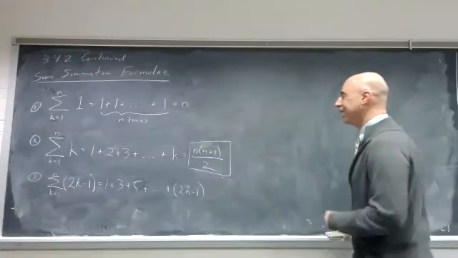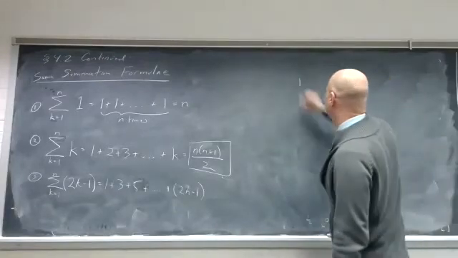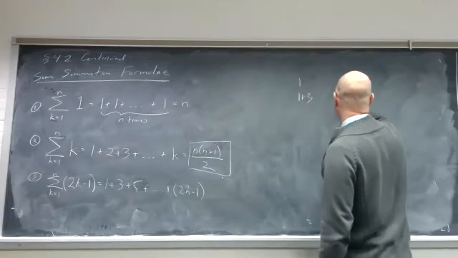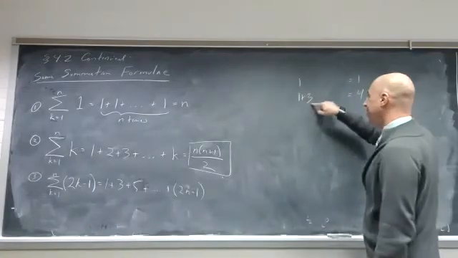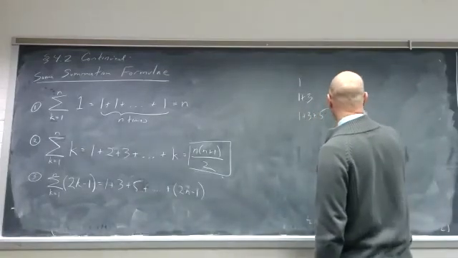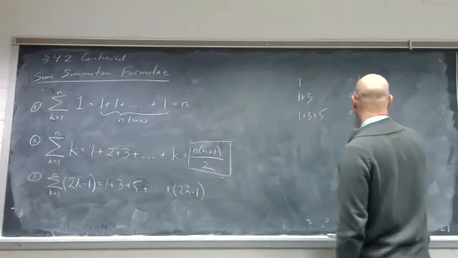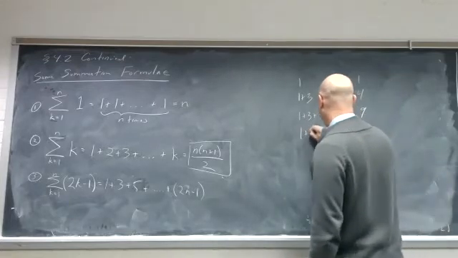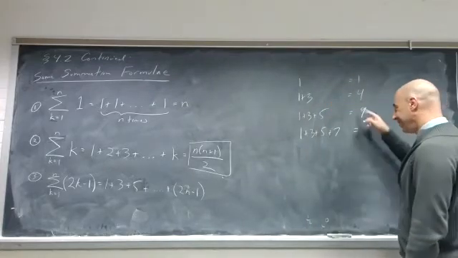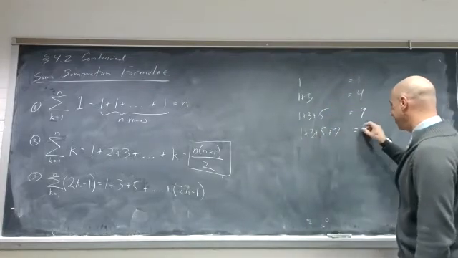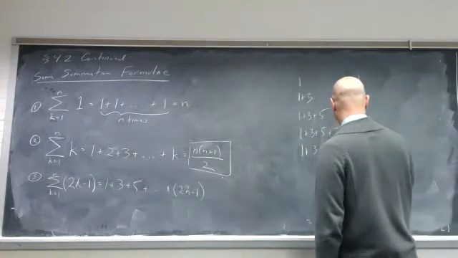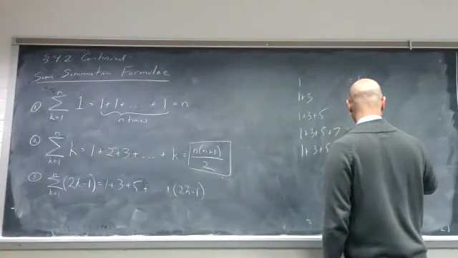This is a pretty sweet little idea. So 1 obviously equals 1. 1 plus 3, the sum of the first two odd numbers, is 4. 1 plus 3 plus 5, 4 plus 5 is 9. 1 plus 3 plus 5 is 9, plus 7 is 16. 1 plus 3 plus 5 plus 7 plus 9 is 25.